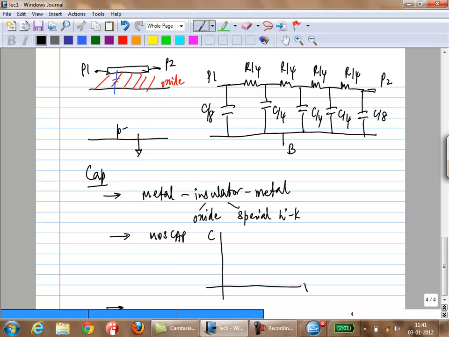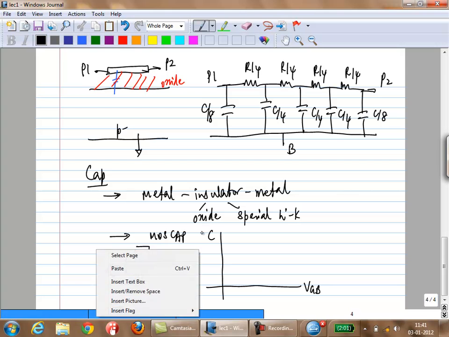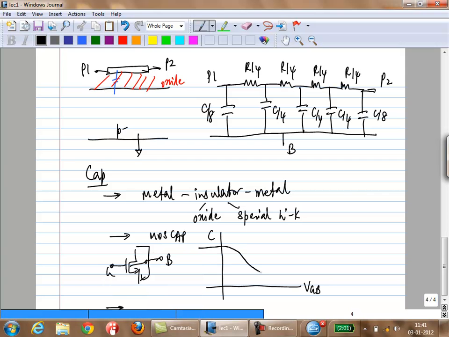So if I plot C versus V, let's take the case where this is your fourth terminal. I'm going to connect the drain and source to your bulk, and I'm going to plot capacitance versus VGB. You'll get something like this. You must have studied this before, I'm sure in your devices course, right?